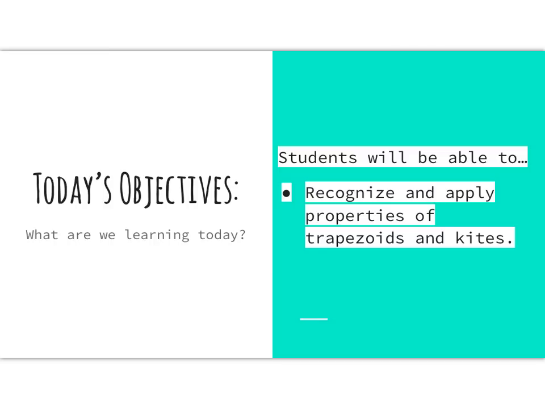Everybody. Today we are going to be concluding our lessons on quadrilaterals and talking about our final two quadrilaterals, trapezoids and kites. So our objectives for today are that students will be able to recognize and apply properties of trapezoids and kites. Let's get started.